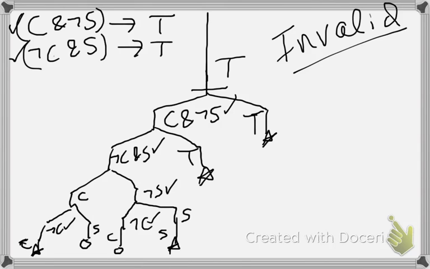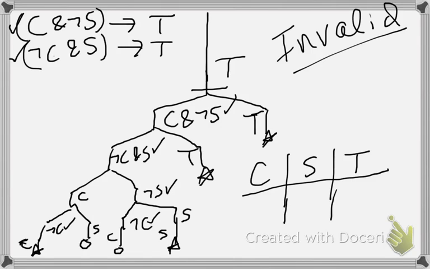So now let me show you how to read a counterexample off the truth tree. We pick any of the open branches. I'm going to pick this first one here, the one that starts with the S. And you just read the truth values off the truth tree. So we need a truth value for C, and for S, and for T.